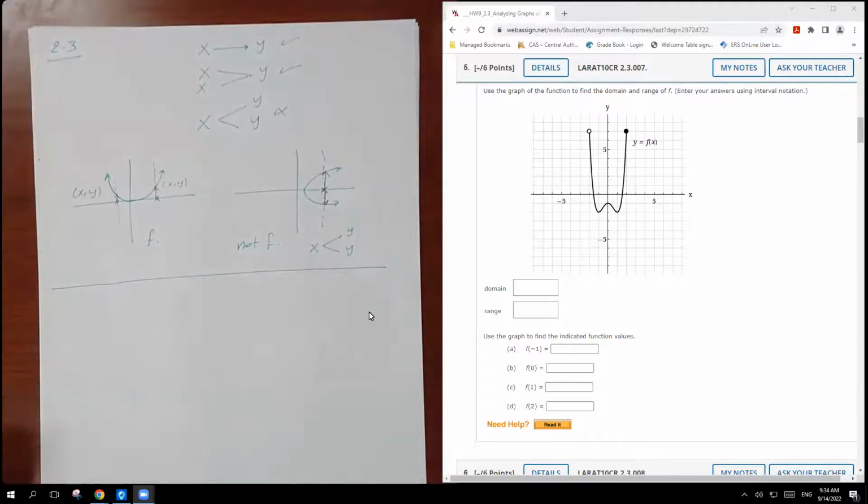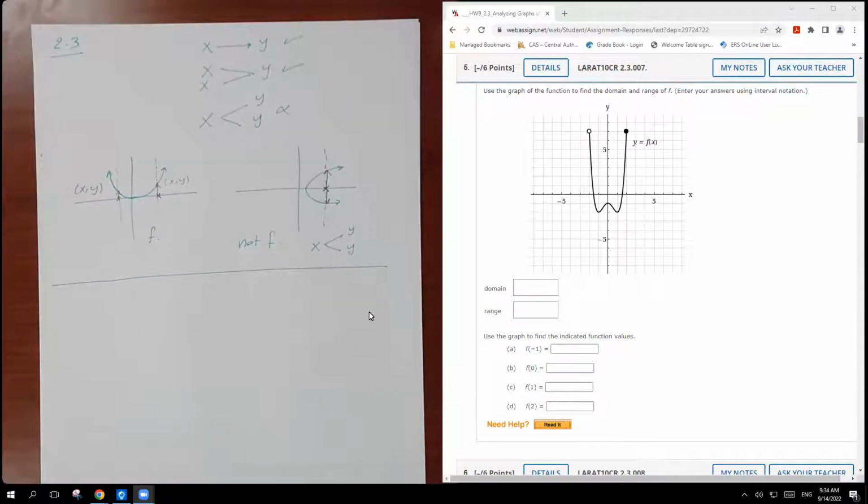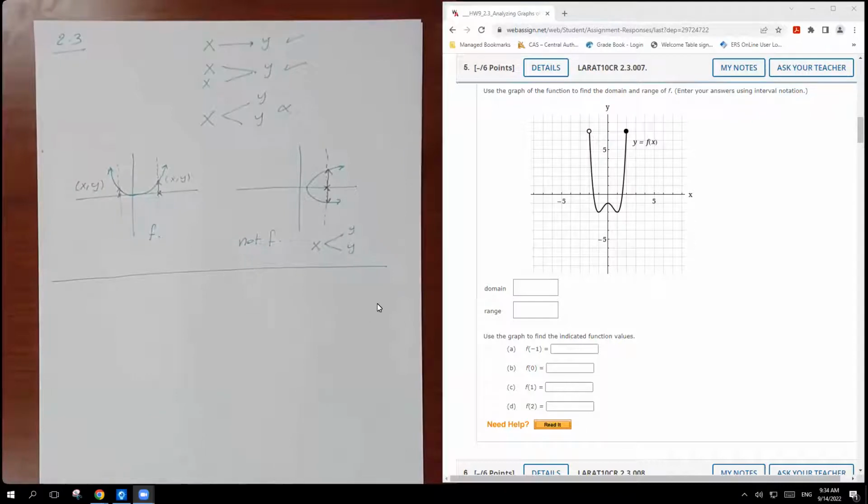So let's check this example. First of all, in this example, they're not going to ask you to use the vertical line test, but we're going to use it on the next example. Here's the graph. They ask you to use the graph of the function to find the domain and the range. How are we going to find the domain and the range? Check the graph, start from this point and end at this point.